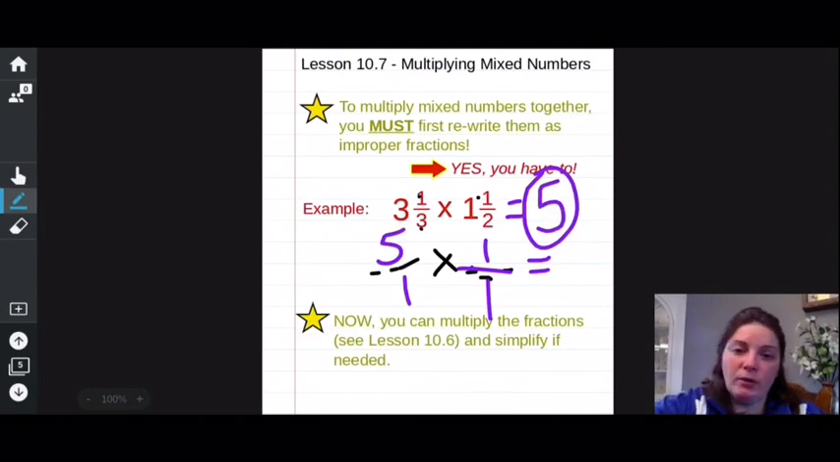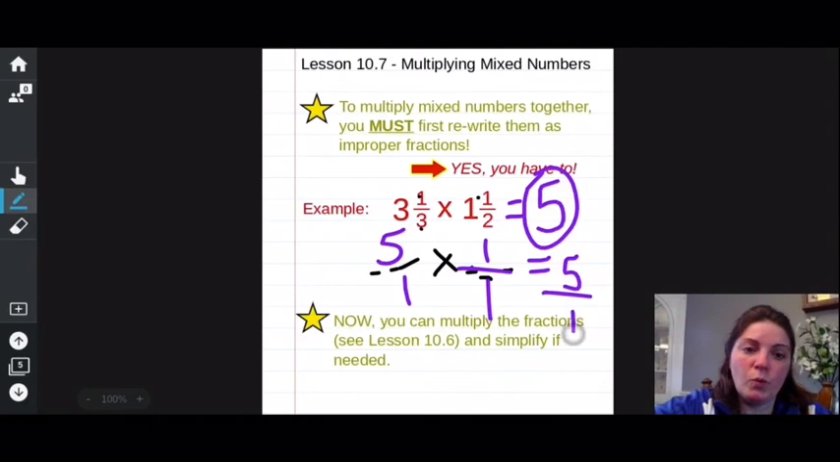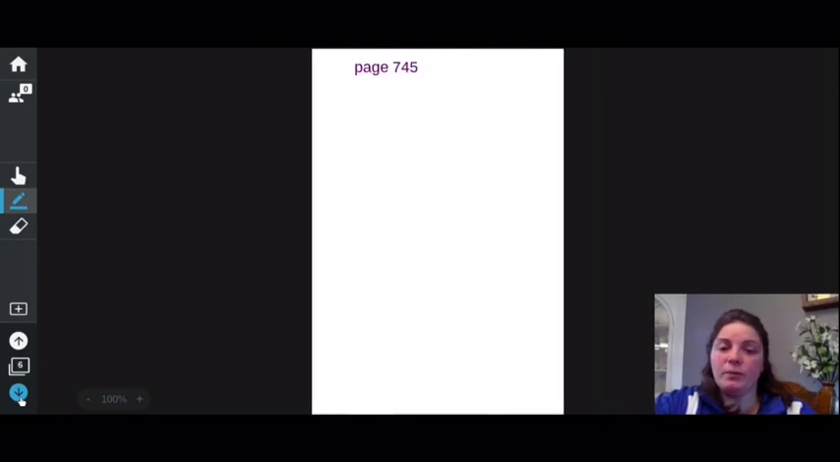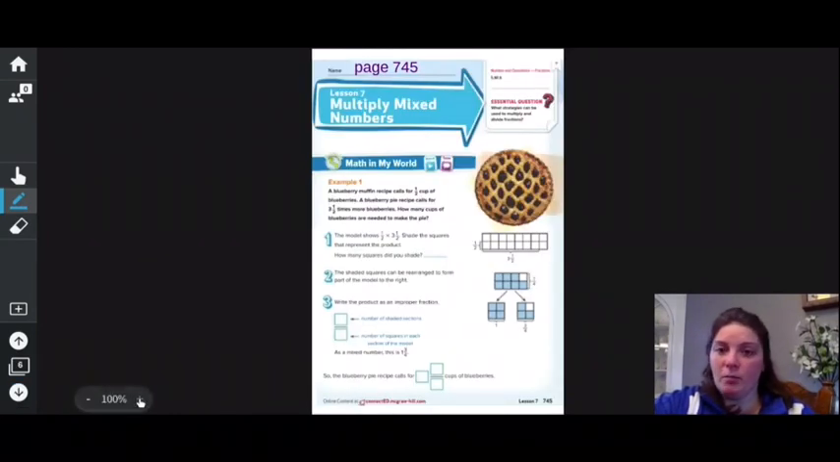And now with all these 1's, that's beautiful. 5 times 1 is 5. 1 times 1 is 1. 5 divided by 1 is still 5. So you can pick which method you like to use. You don't have to do the second way, but it can be helpful for some people. All right, so now let's look at some of the examples that were in our book.